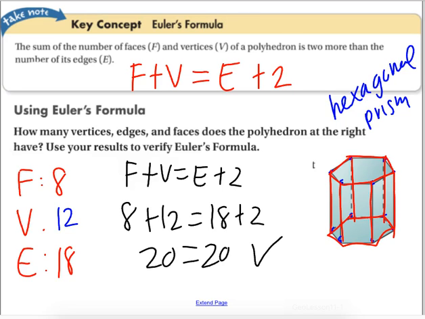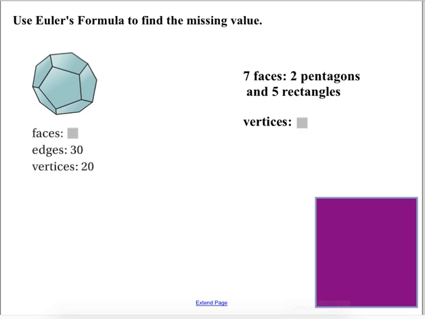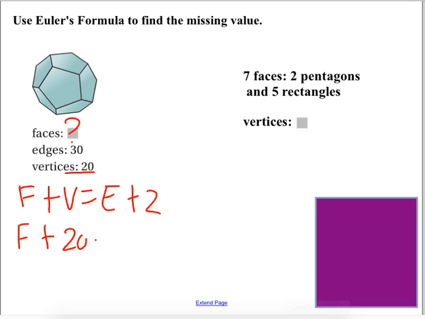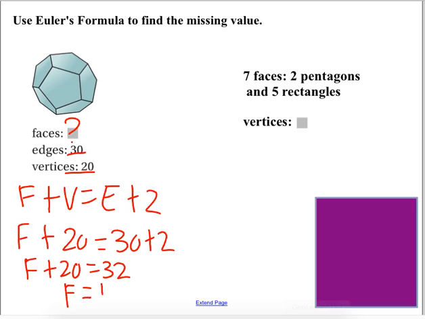All right, let's try this again. Use Euler's formula to find the missing value. So I'm going to start off with the formula faces plus vertices equals edges plus 2. And I'm looking for the amount of faces I have. So I'm going to leave F just as a variable because I don't know what it is, plus 20, because that's how many vertices I have, equals my edges, 30, plus 2. Now it's just a straight computation. Faces plus 20 equals 32. Faces equals 12.